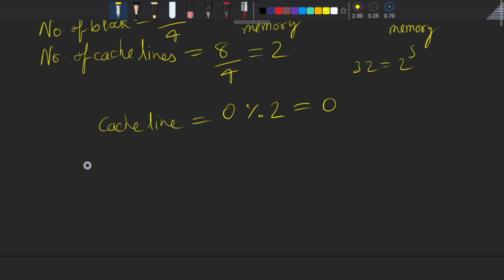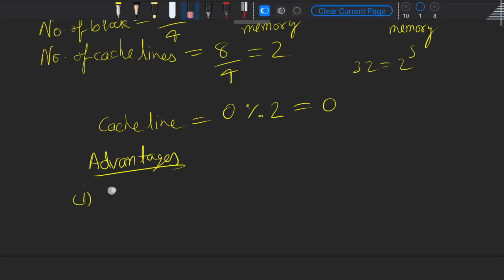And let's look at the advantages. Some advantages are as follows. The first advantage is that since direct mapping is very simple and works on a simple formula, it needs very simple hardware. We don't need complex hardware for achieving direct mapping.